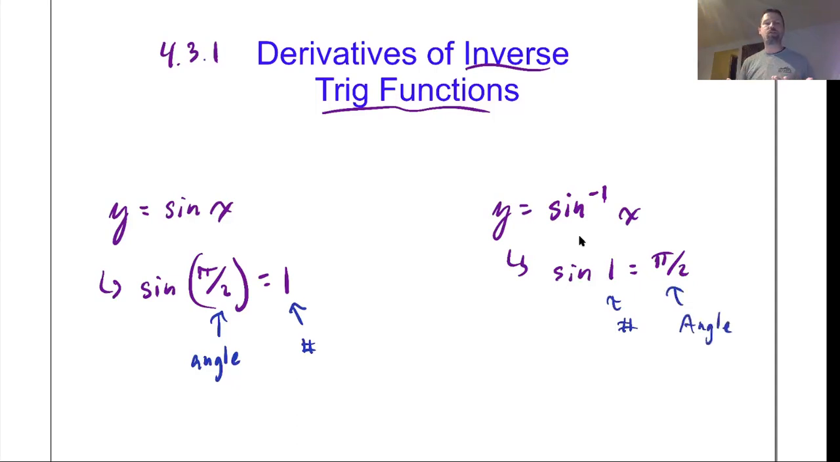Inverse functions undo the original, so it should come as no surprise that if I had the sine of the sine inverse of x, that would just be equal to x, because the sine and the sine inverse functions will undo each other. Just like multiplying by 2 and dividing by 2, those are inverse operations. Multiplying and dividing are inverse operations, and so they kind of undo each other. Same thing with inverse functions.